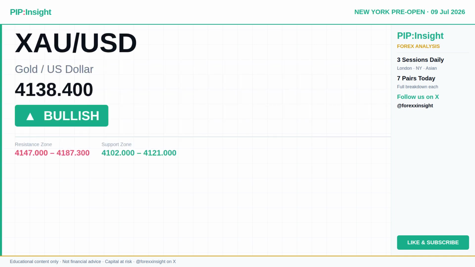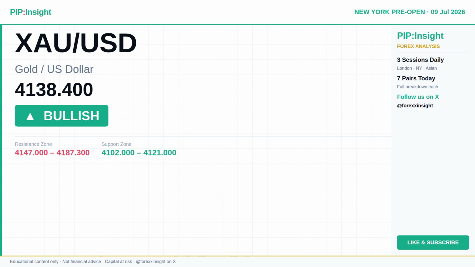If you've been waiting for the gold segment, here we go, and there's plenty to unpack heading into the New York Open. Gold is sitting at $4,138 after a strong London session recovery, and our bias is moderately bullish across the board, with uptrends confirmed on the 4-hour, 1-hour, and 15-minute timeframes.